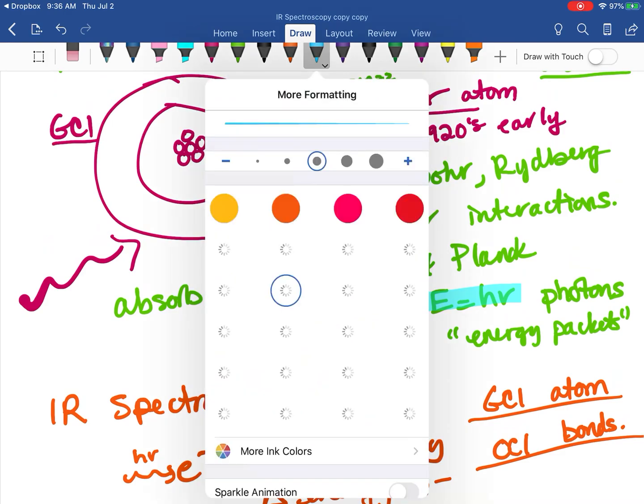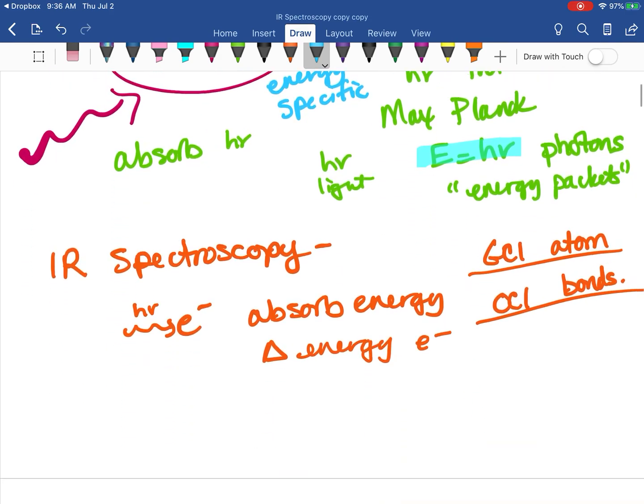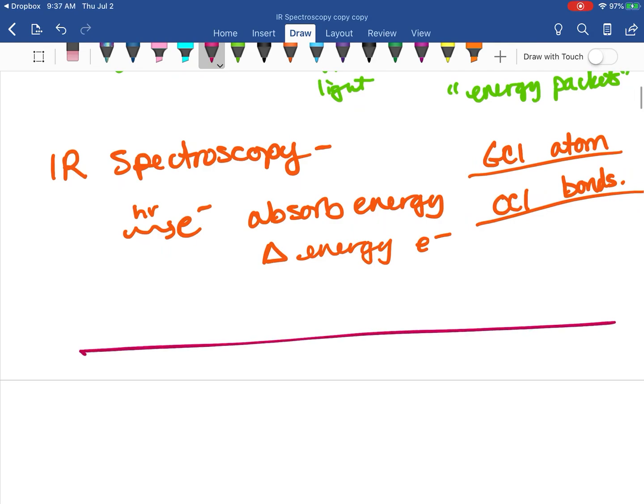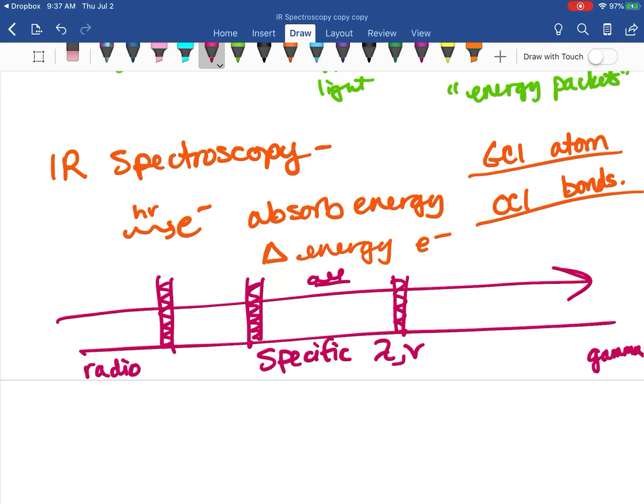We had one last theory as we're getting into the 1930s. That is that this energy is specific. So the energy that is absorbed by that photon is very specific. In other words, if we look at our electromagnetic radiation spectrum, and we go all the way from radio waves up to gamma, our little electrons don't absorb all of this range. They absorb specific sections. And we see this in atomic absorption and emission. They absorb specific wavelengths and frequencies. Now we're going to take this idea and use it.